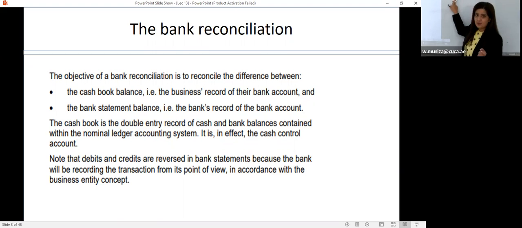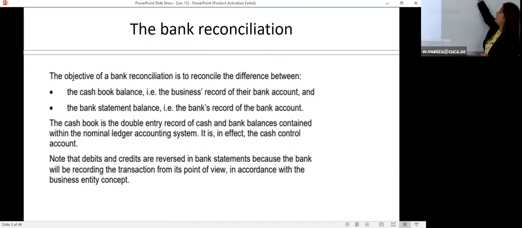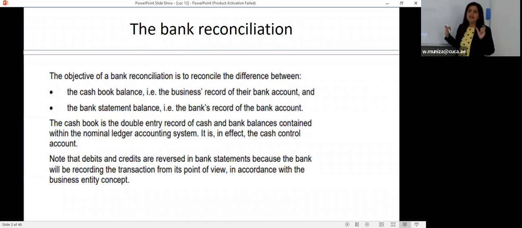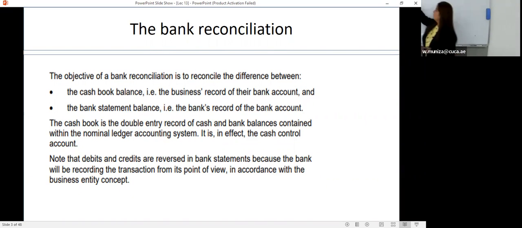Balance as per cash book, if it is a debit balance, it is a favorable balance. It means that the organization is having a positive amount in its bank account. Balance as per cash book, debit is favorable.